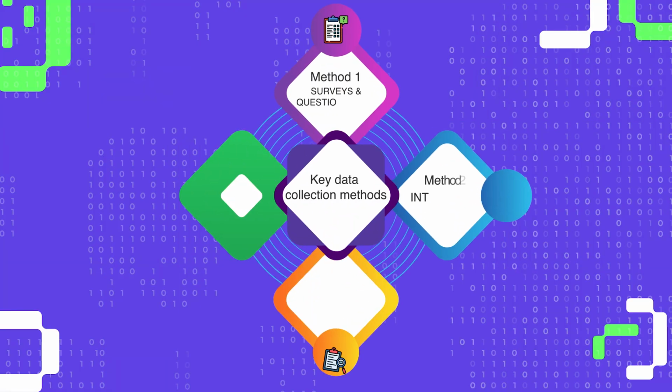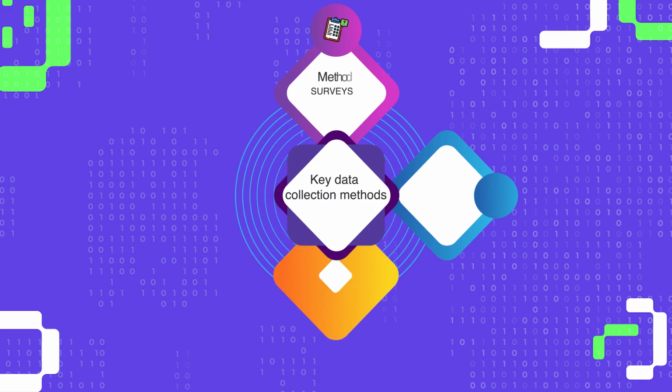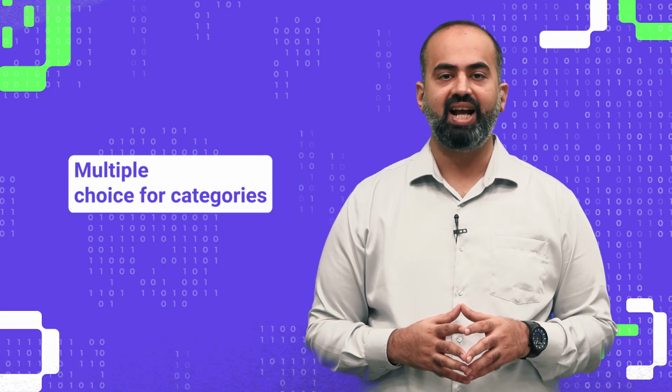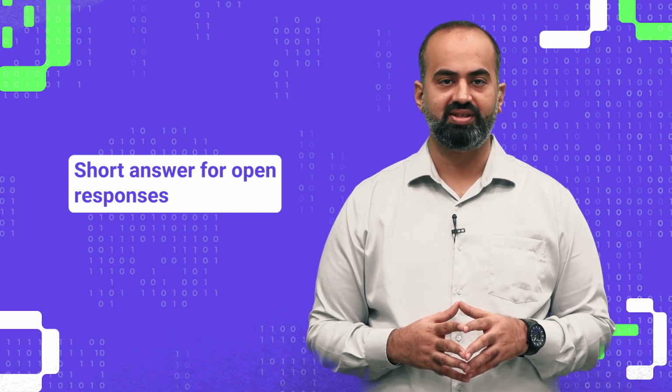Let's do a quick recap of this video. We looked at 4 collection methods. You can select the one that is suited to your research question. Surveys reach many quickly. Interviews give depth. Observations show actual behavior. Existing sources save time when data is already recorded. Next, we saw how to create a Google form to conduct surveys and use different question types for different data needs. Multiple choice for categories, scales for ratings, short answers for open responses.